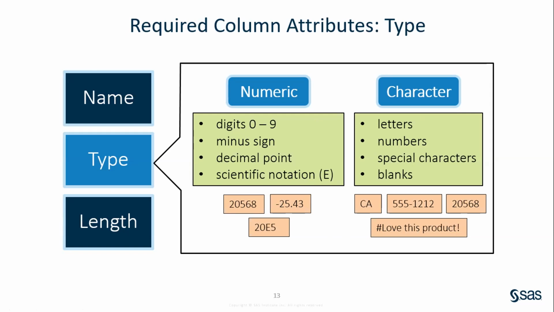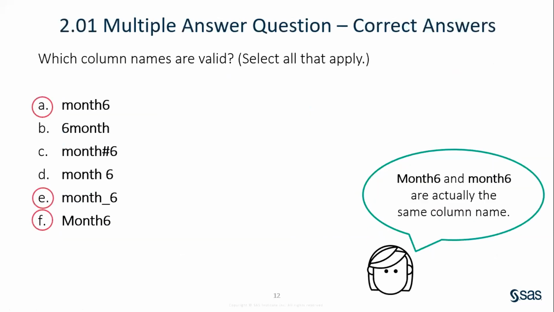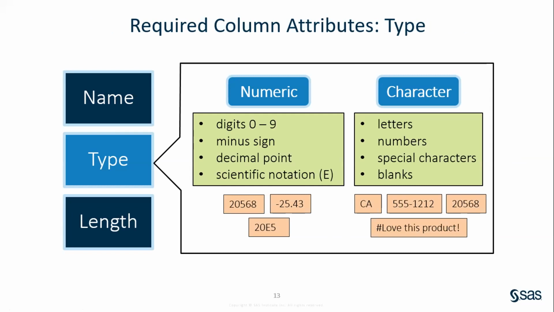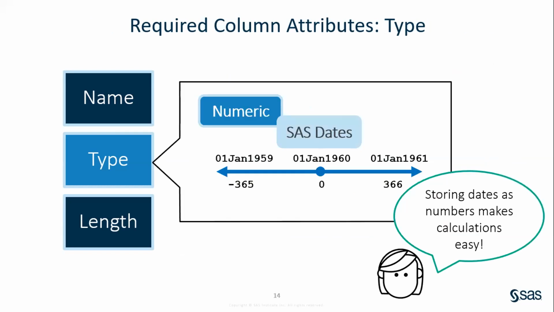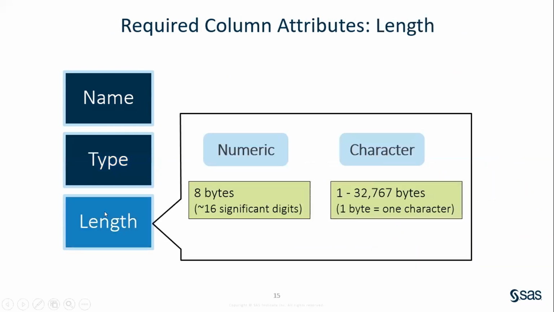And what is the length? What is the maximum length of the values to be saved? In SAS, the length is always saved in bytes. For numeric, the default length is 8 bytes, where 8 bytes can save nearly 16 digits, whereas a character column can have a maximum of 32,767 bytes, and here one character is equivalent to 1 byte.